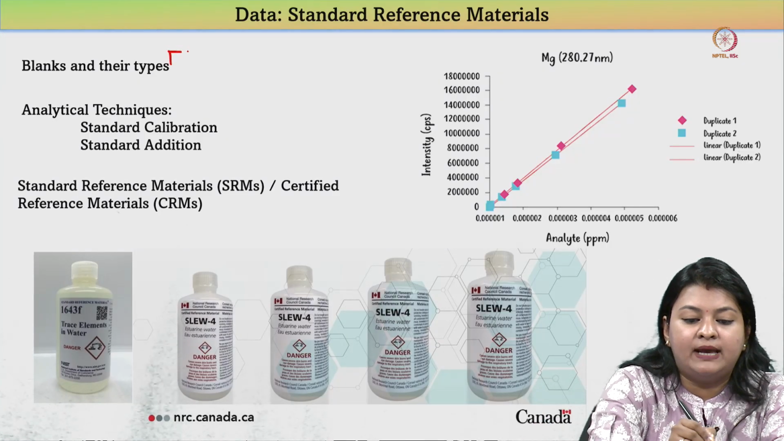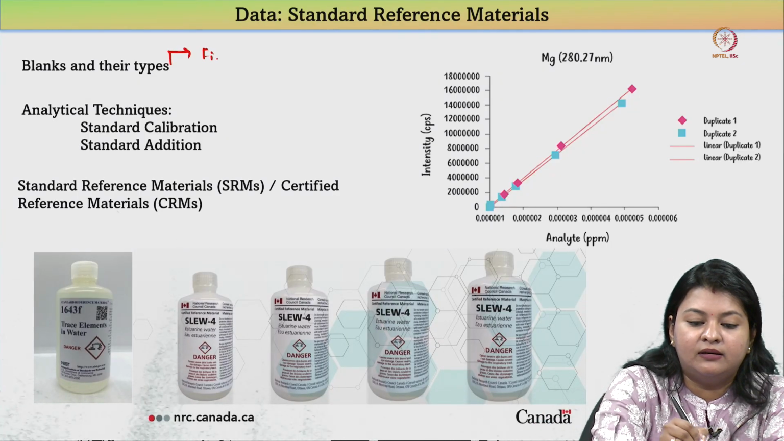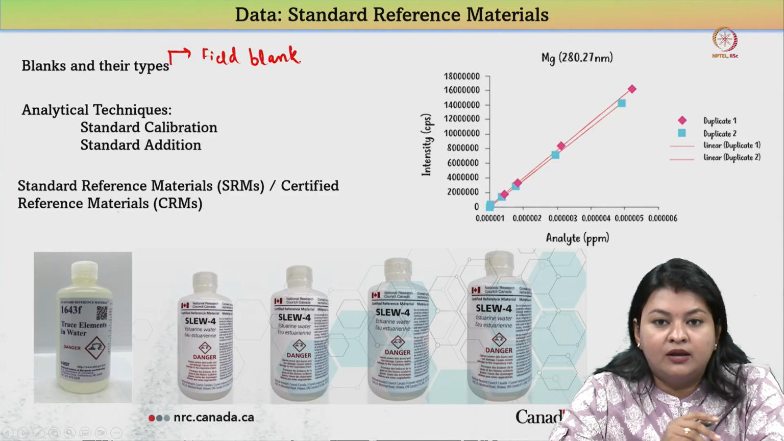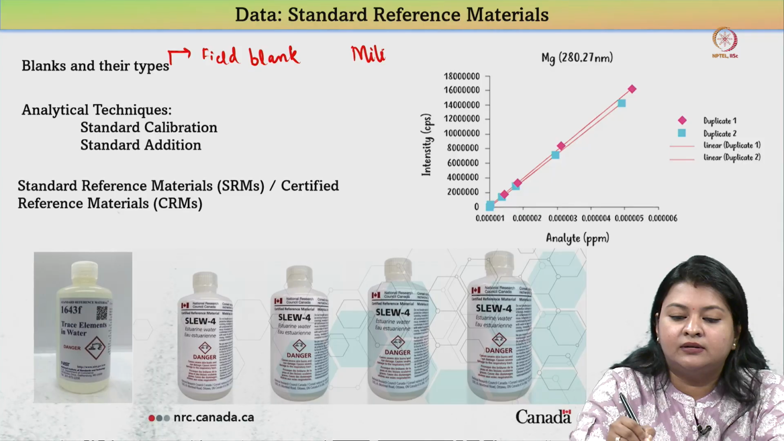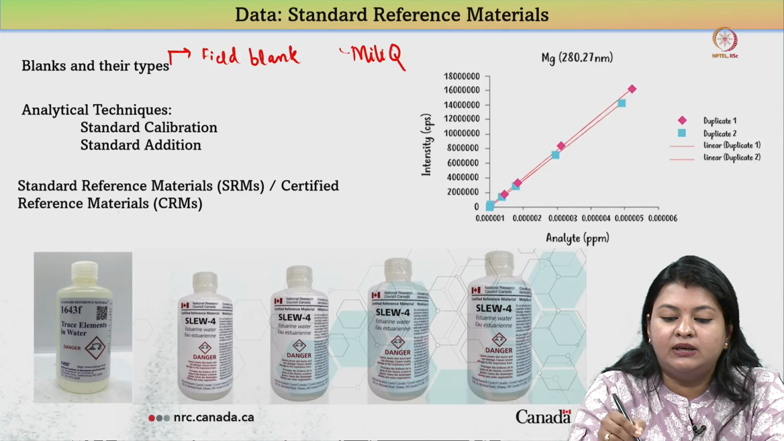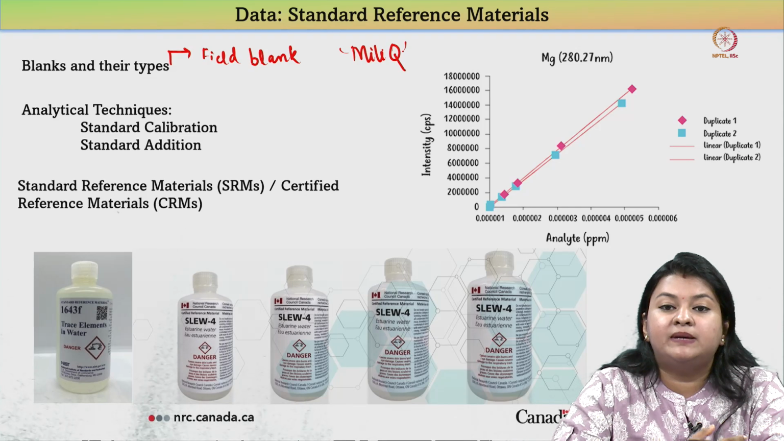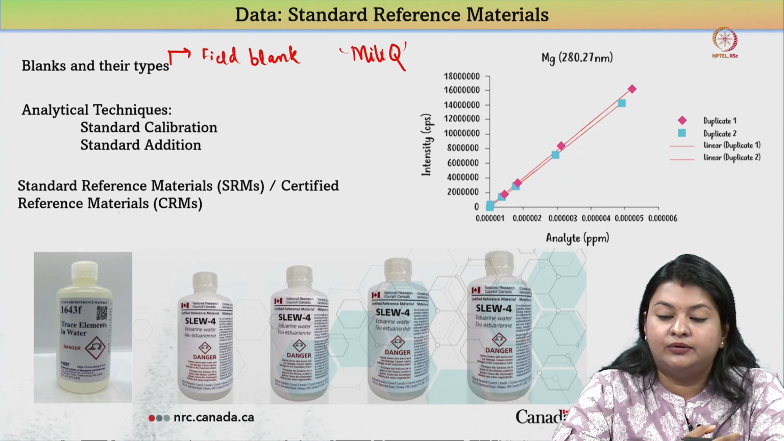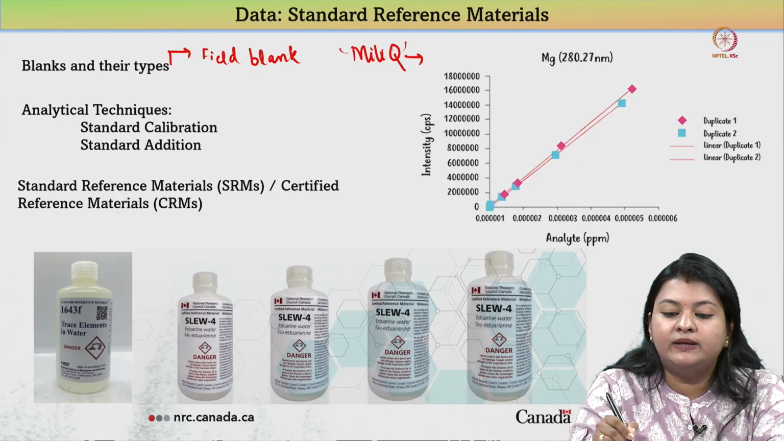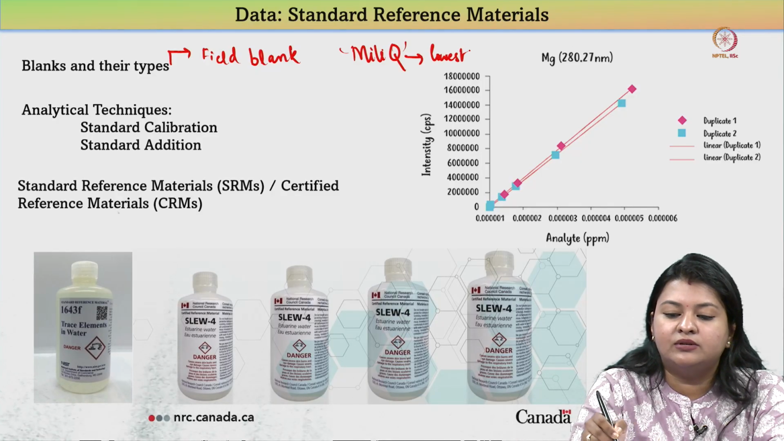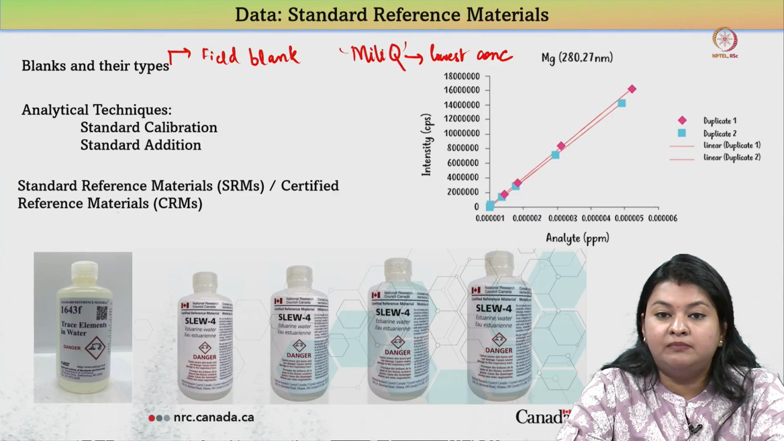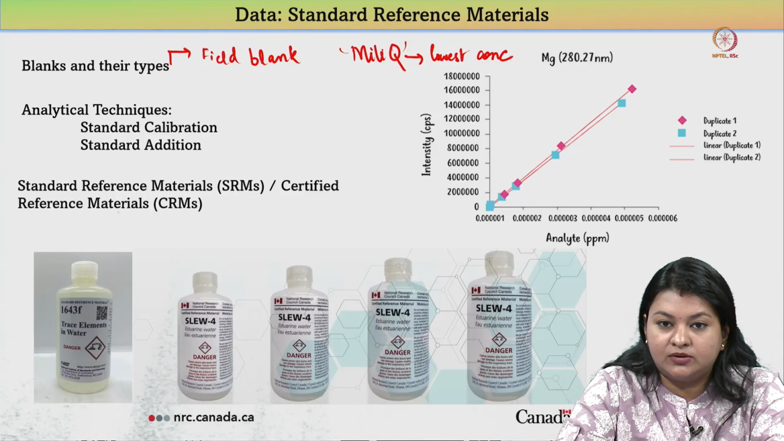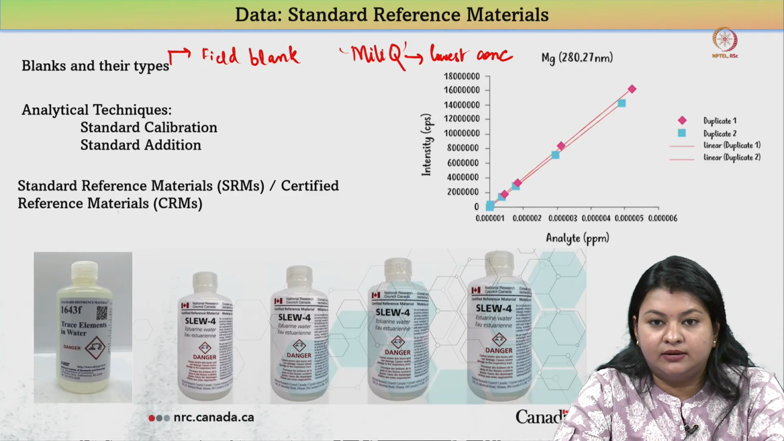So, the first type of blank that we will talk about is the field blank. A field blank is where you take a clean bottle and fill it with milli-Q water. You can search the term and see. It is basically ultra clean pure water. It is supposed to have the lowest concentration of all the solutes, minimal concentration. So, if you are measuring this water, you should actually get nothing.